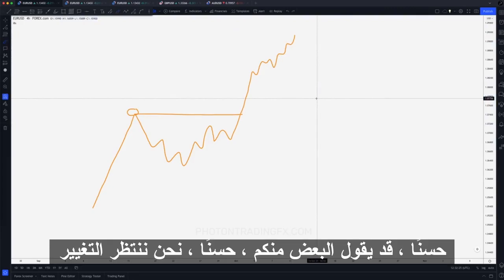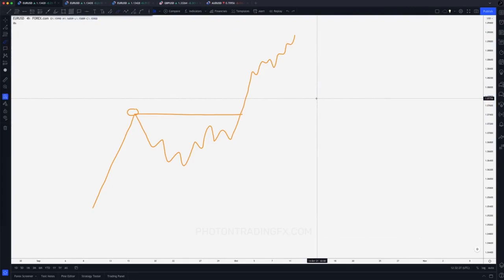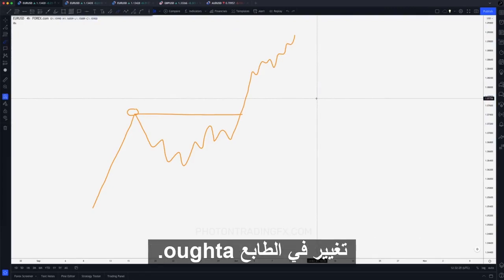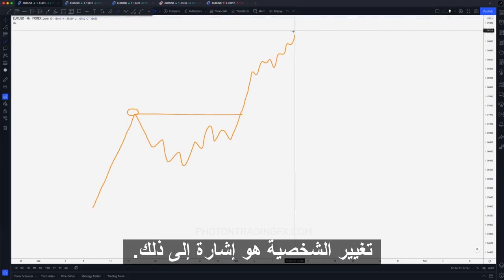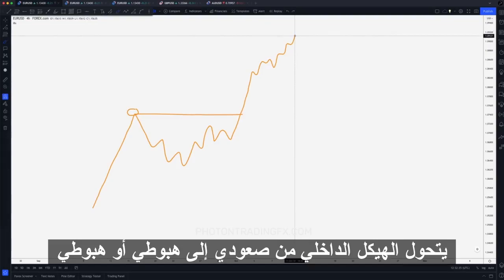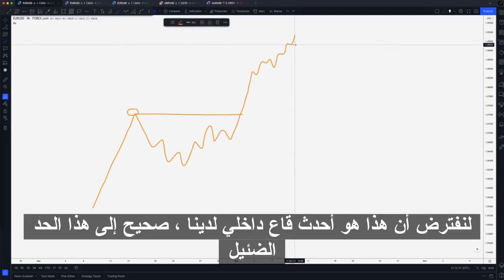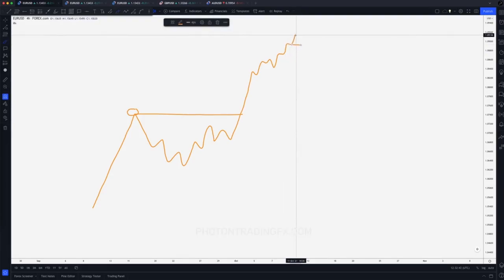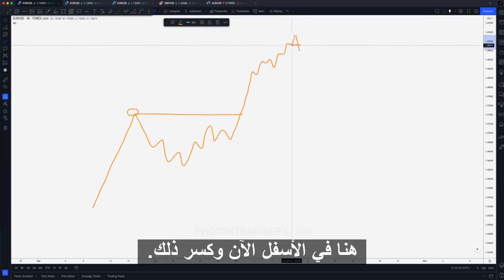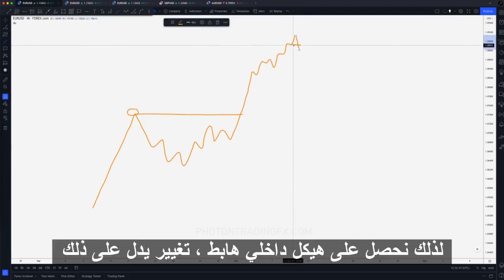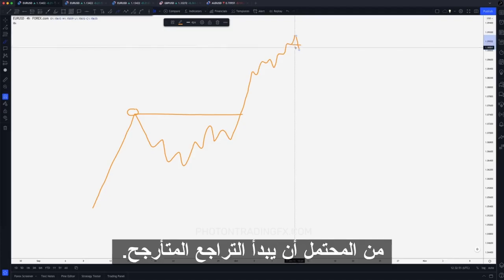Some of you may be saying, well, we wait for a change of character. Yes and no, that's not really correct. All a change of character does is signal that the internal structure is shifting from bullish to bearish or bearish to bullish. Let's say this is our most recent internal low, that tiny little pullback there. If price was to come down here now and break that, so we get a bearish internal structure change, that would signify that potentially a swing pullback is starting.